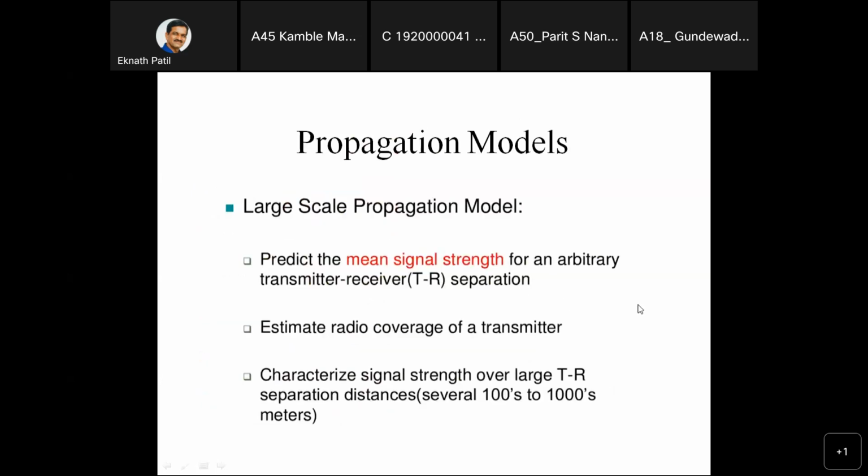Now we have to move to the propagation model. In the large scale propagation model, whatever things they have decided: predict the mean signal strength for an arbitrary transmitter-receiver separation, estimate the radio coverage of the transmitter, and characterize signal strength over a large transmitter-receiver separation distance of several hundreds and thousands of meters.